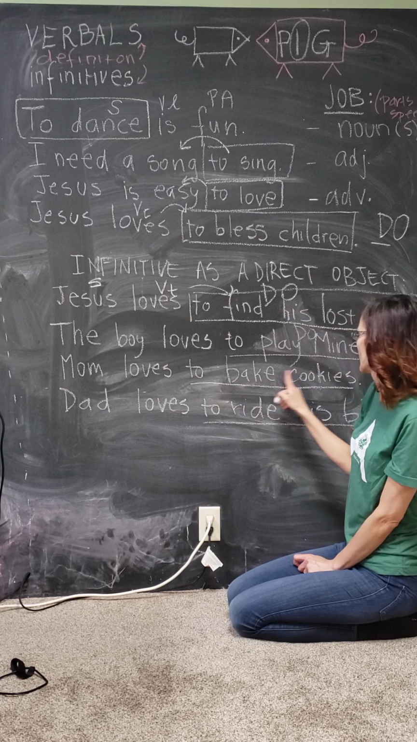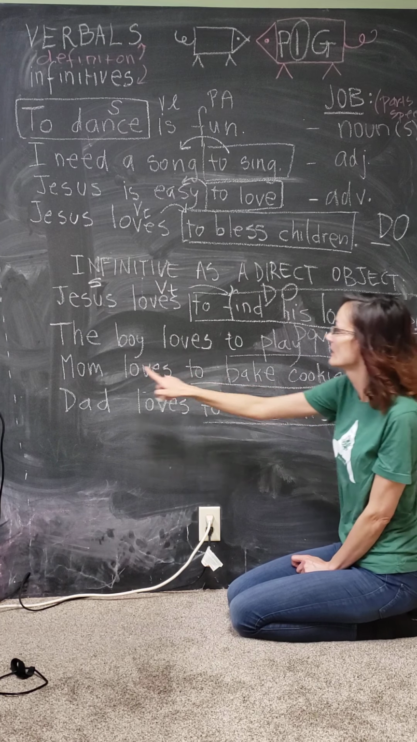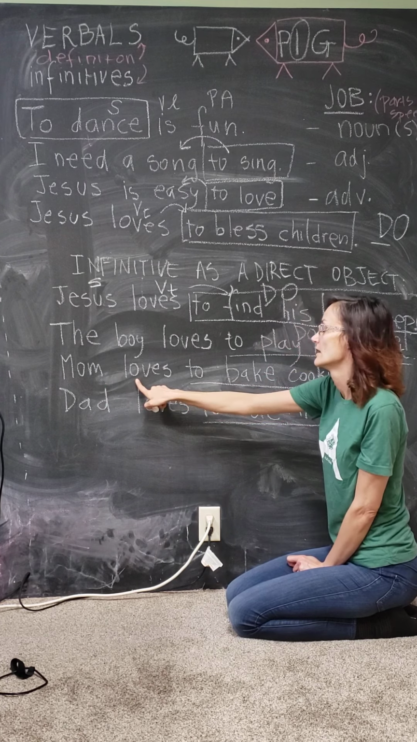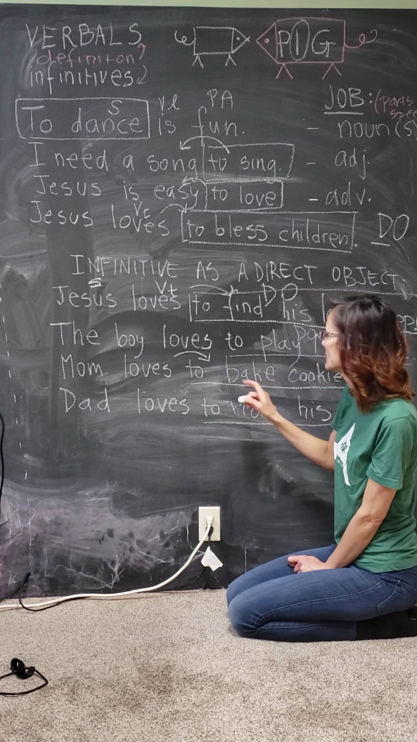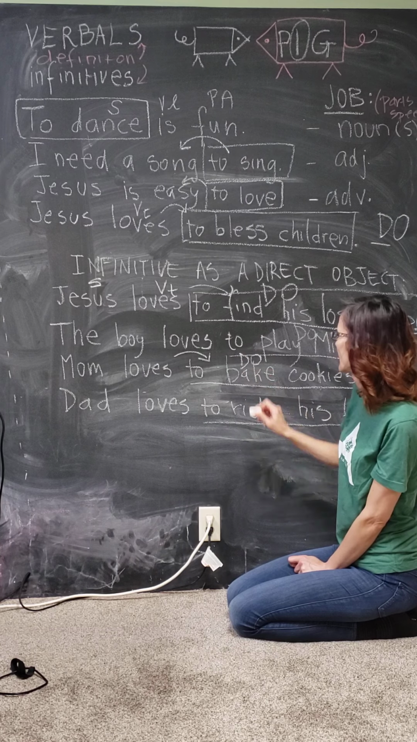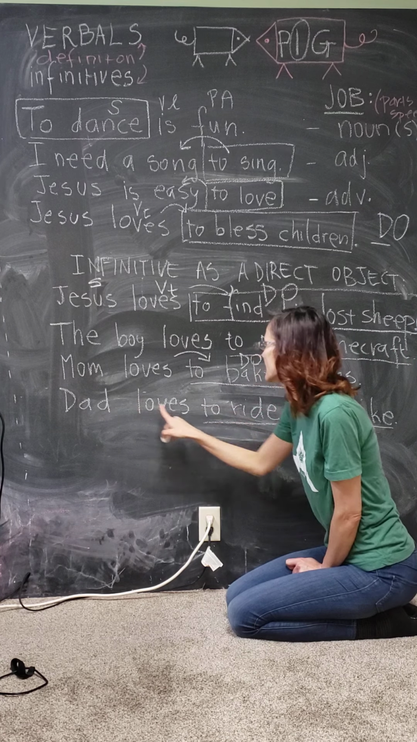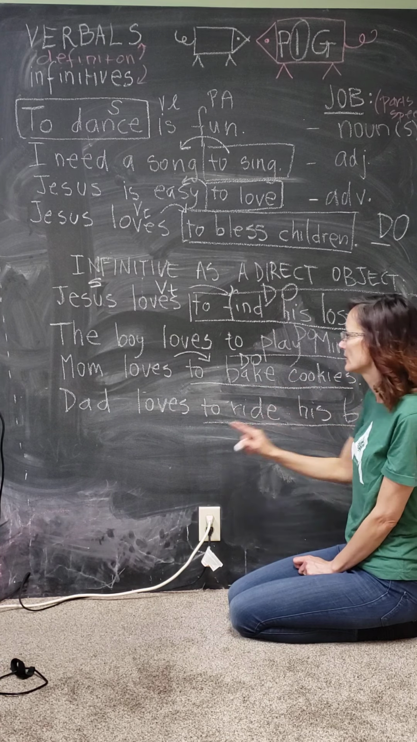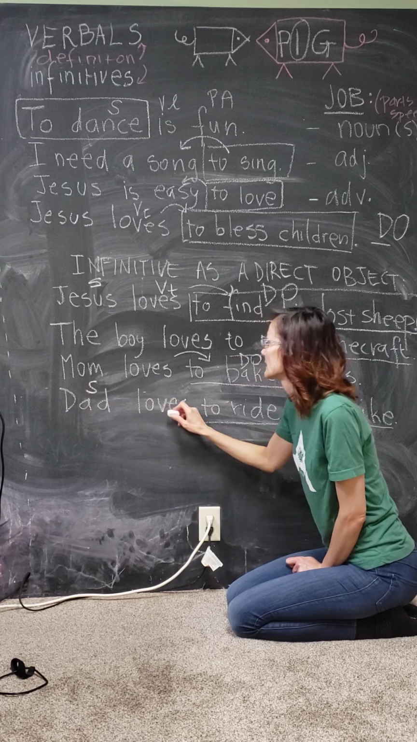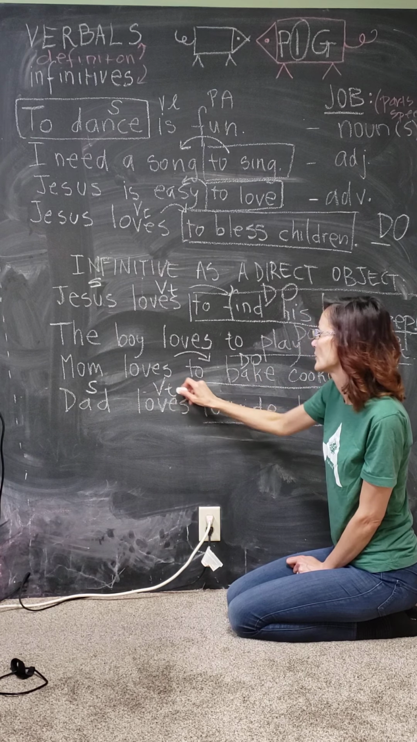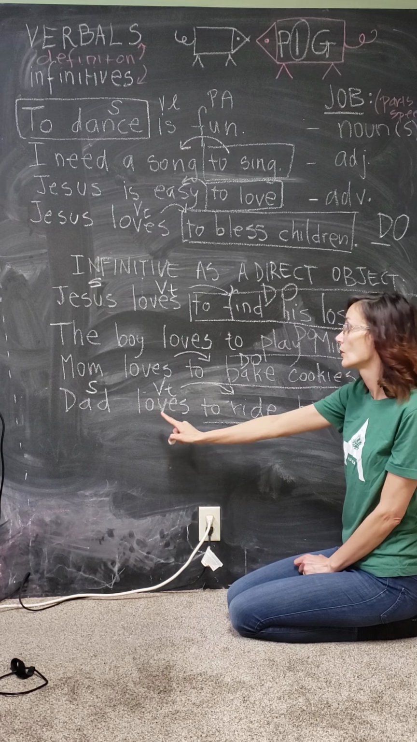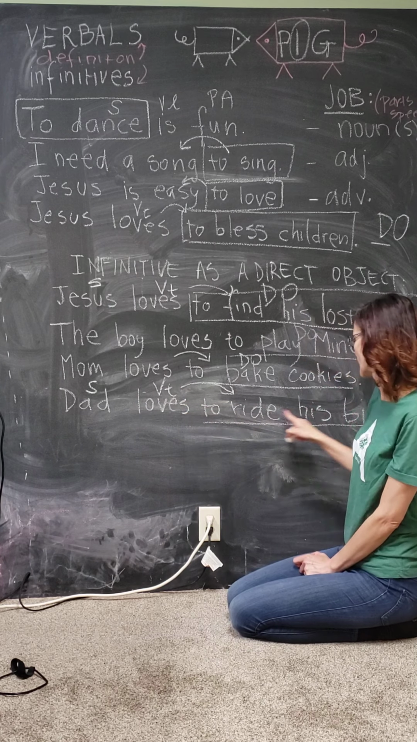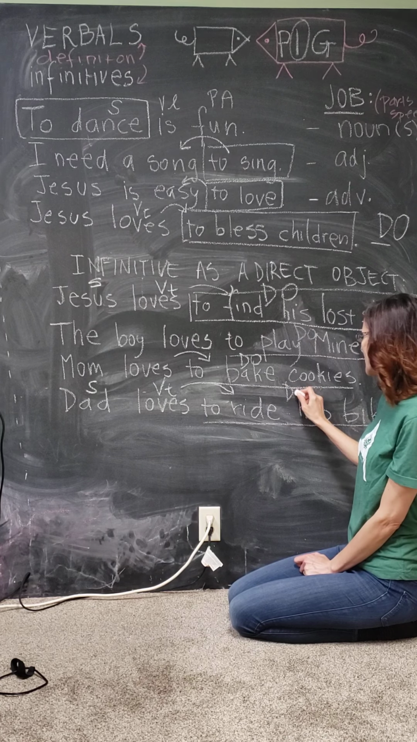Mom loves to bake cookies. To bake cookies here again. Mom, subject, loves, verb, loves what? Transferring action. To bake cookies becomes my direct object. Dad loves to ride his bike. Dad is a subject. Loves is a transitive verb because I know it transfers action, because it answers the question who or what. Dad loves what? He loves to ride his bike, which makes it a direct object.